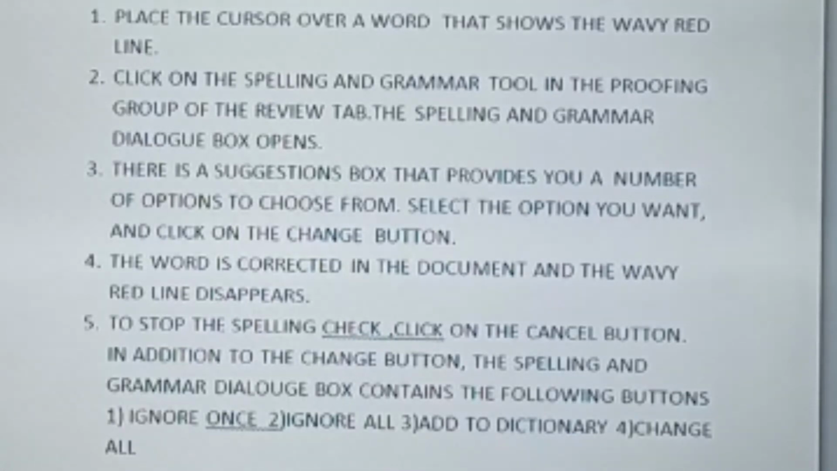Next, number 2 is add to dictionary. It helps you to add the word to the MS Word dictionary. Change all. If you want to change all instances of the misspelled word, you use the change all button. And autocorrect carries out all corrections on its own while we are typing. Number 5 is autocorrect, A-U-T-O, C-O-R-R-E-C-T. The last one is autocorrect.